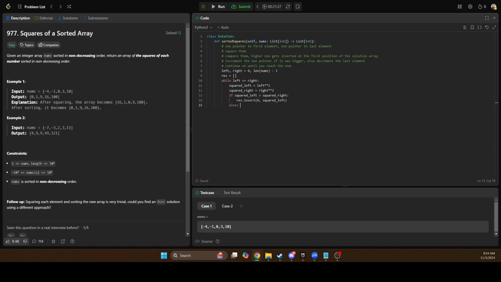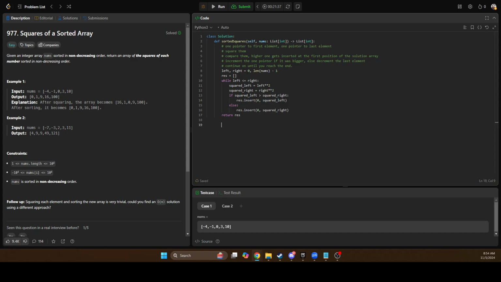If the squared left and the squared right are the same value, then it doesn't matter which one you insert so long as you insert one. So we're just going to put in else res insert 0 squared right. We're just going to continue to do this until the very end, and we return res.